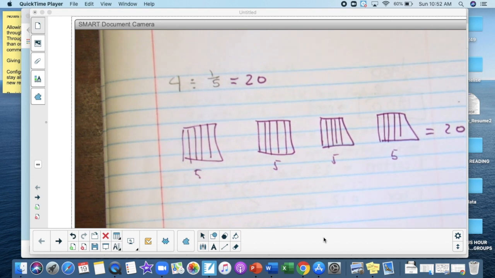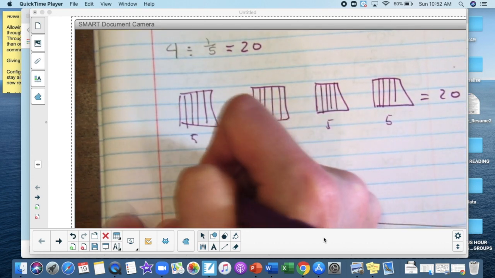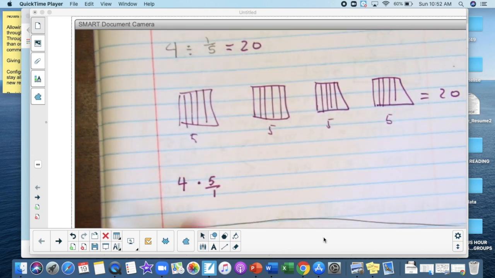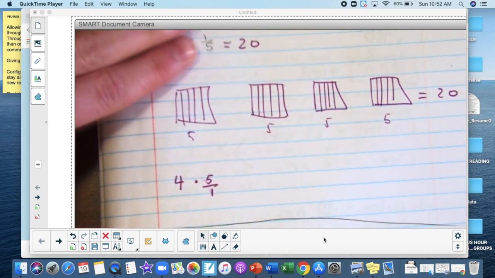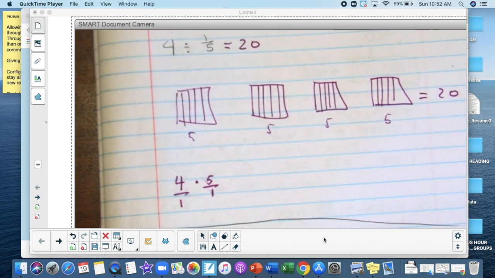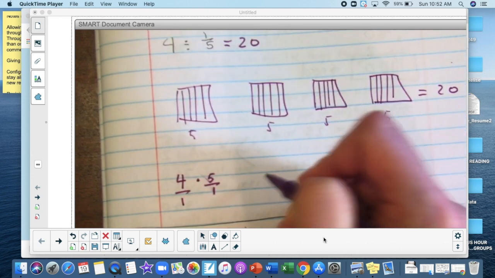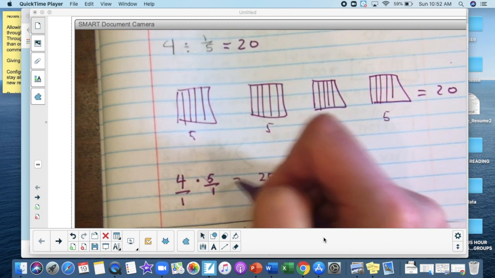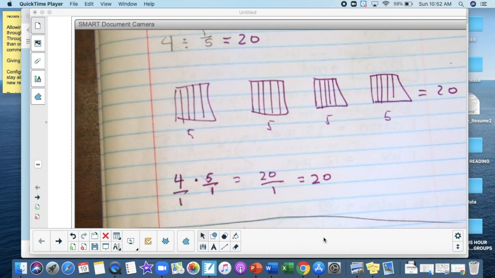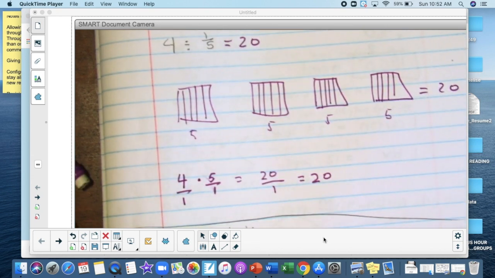Another way that I can do that is I can say 4 times 5/1. If I am dividing by a fraction, I flip the second fraction and I multiply. So I know that 4 just becomes 4/1. 4 times 5 is 20/1, which is just equivalent to 20. All right, for our POD, let's look at that.